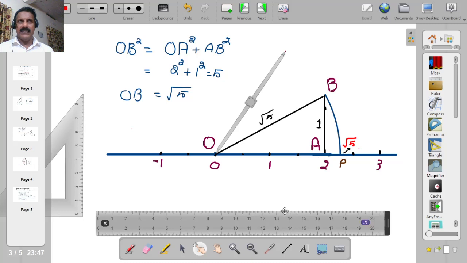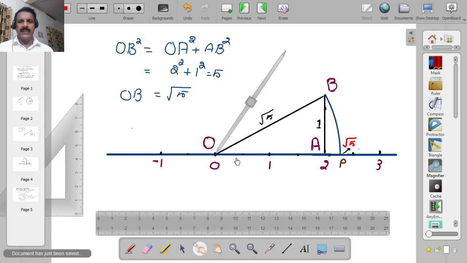Now we will be constructing a right angled triangle with length of base equal to 2 units and altitude equal to 1 unit. So we will be drawing a line segment from point 0 to point 2. Mark point 0 as O and point 2 as A.